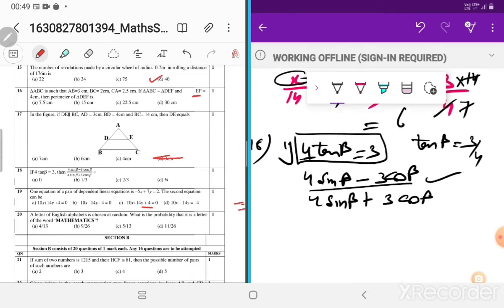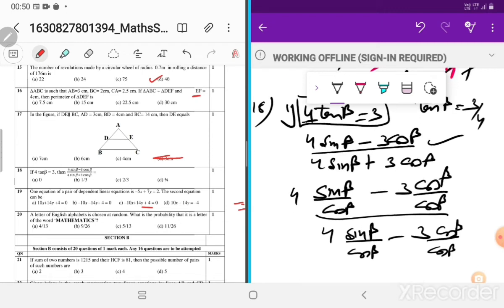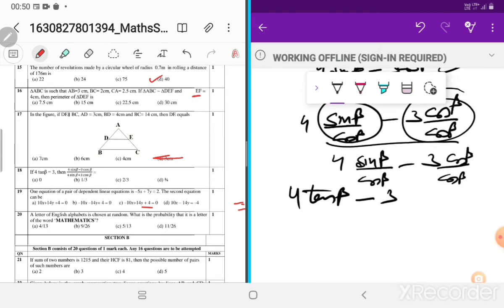We'll make this equation in tan. So what we'll do, we'll divide this up and down with cos. So 4 sin beta upon cos beta minus 3 cos beta upon cos beta, upon 4 sin beta upon cos beta plus 3 cos beta upon cos beta. What I did, I divided numerator and denominator with cos beta. So this is 4 tan beta, and this is only 3 left. Cos beta cancels out. Again here I got 4 tan beta minus 3.